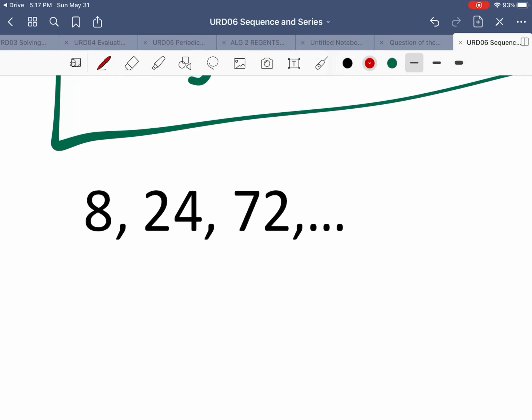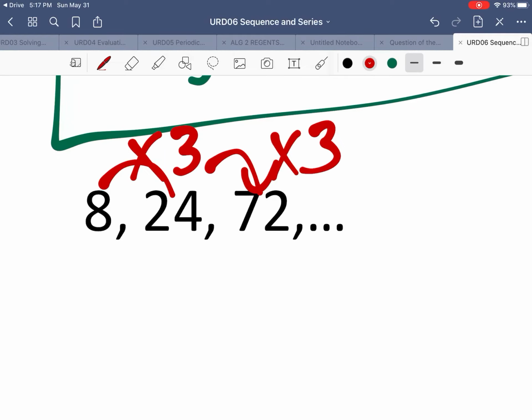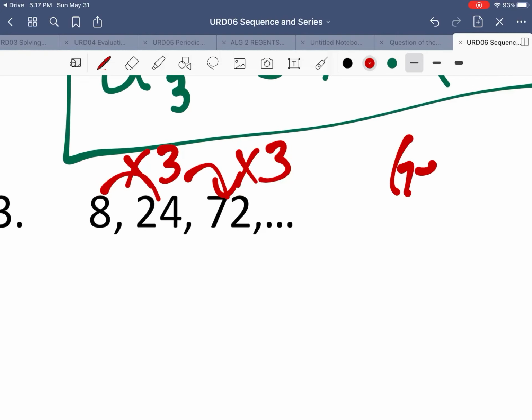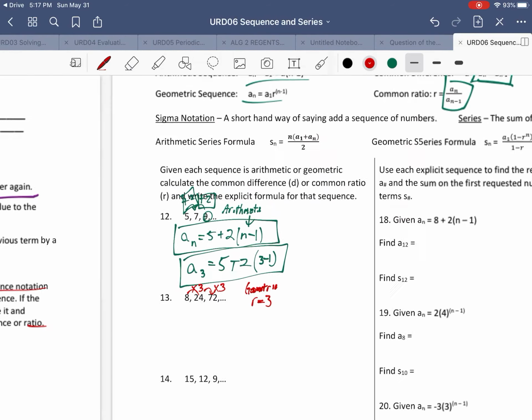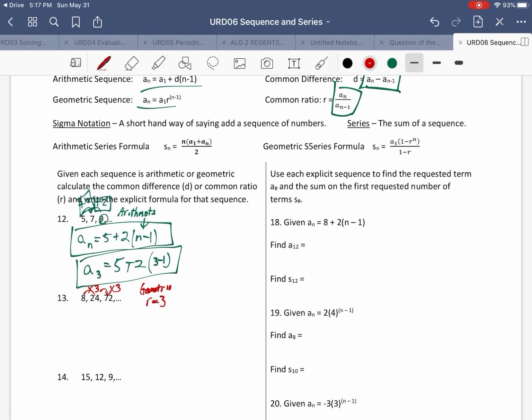Our next sequence appears to be geometric. If you can see, the numbers get big really quickly. That's a sign of multiplying. So to get from 8 to 24, it's times 3. And to get from 24 to 72, it's also times 3. So this is a geometric sequence where r is equal to 3.